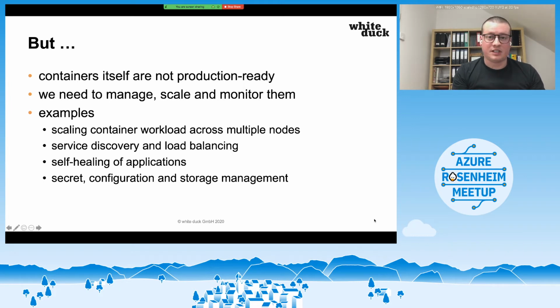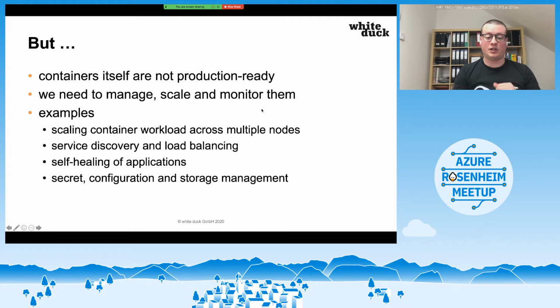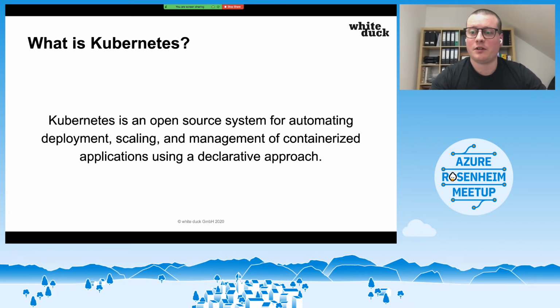Okay, so let's continue. What tool can help us to run containers in production? So of course, Kubernetes, it's part of my title and my talk. So it's basically about Kubernetes. And what is Kubernetes? Kubernetes is an open source tool which helps you to automate, scale, and manage your container workload. And it does so with a declarative approach.